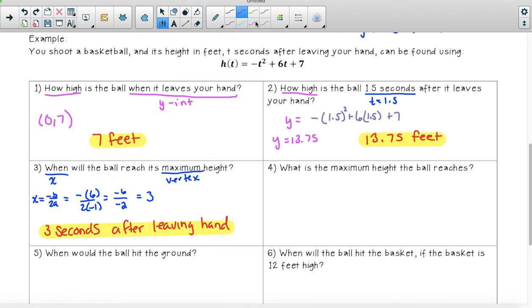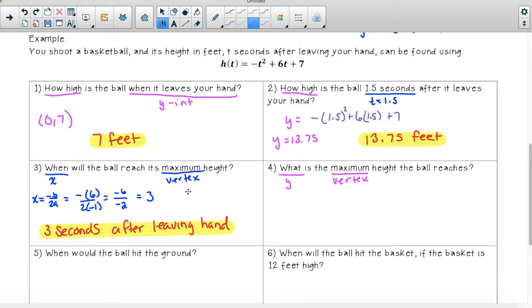Question 4 says what? So that tells us right there that we're looking for a y value. What is the maximum height the ball reaches? So again, that's looking for a vertex because it says maximum. So we want the y value of the vertex. We already have the x value. So if we have the x value, we can plug the x value into the problem to find our y value because the vertex is a coordinate, an x and a y. We have the x, we need to find the y.